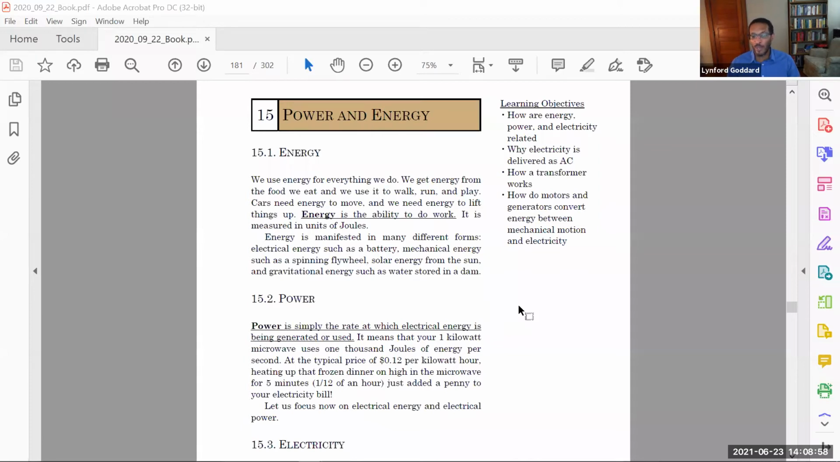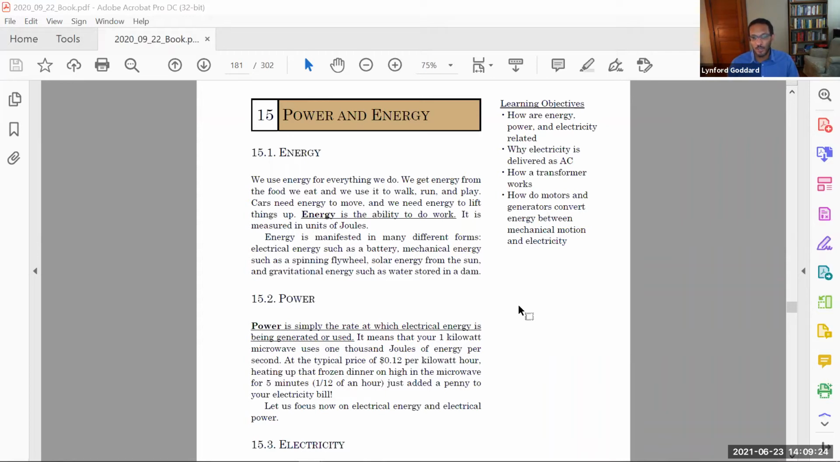Power is simply the rate at which electrical energy is being generated or being used. So in a power plant, they generate energy, so they convert. They're not creating energy just out of nothing. They're converting energy from one form to the other. Like a nuclear power plant, they're changing the energy that's contained in the materials into electrical energy. Solar power plant, they're changing solar energy into electrical energy.